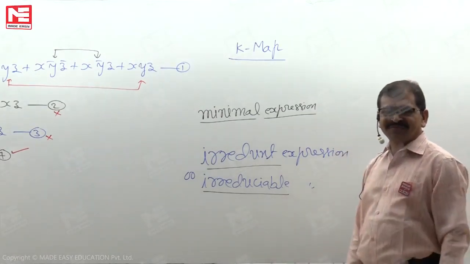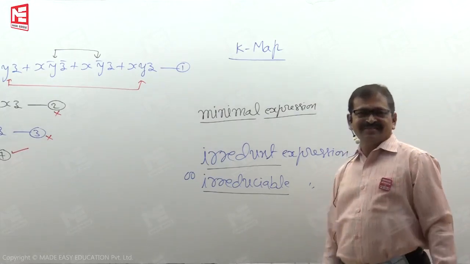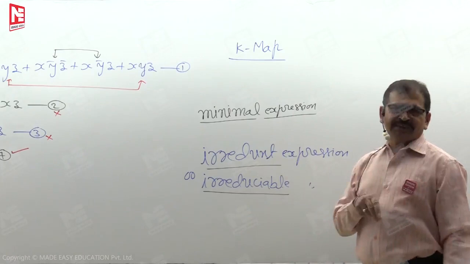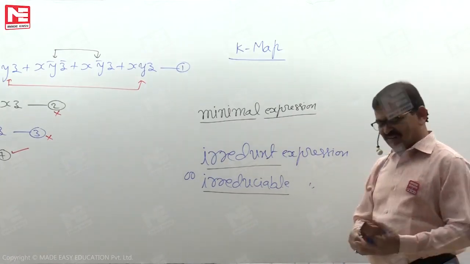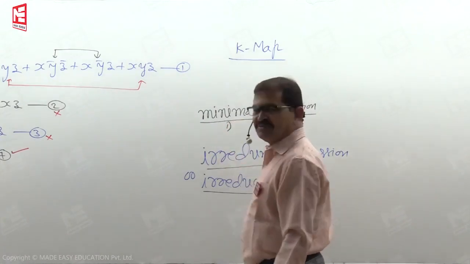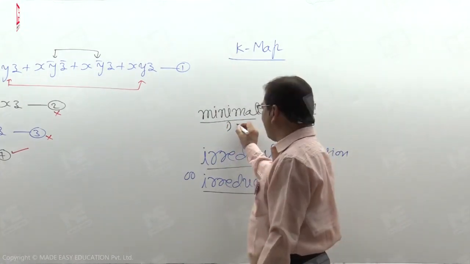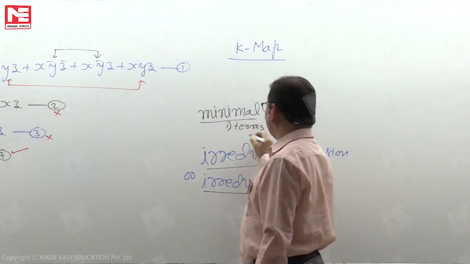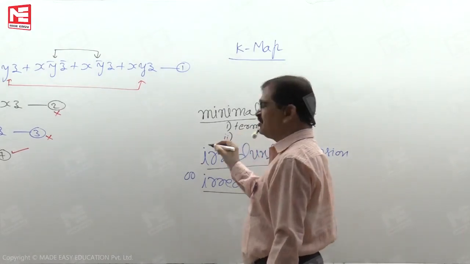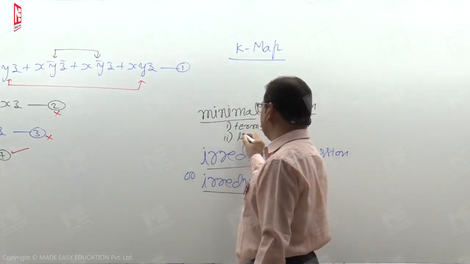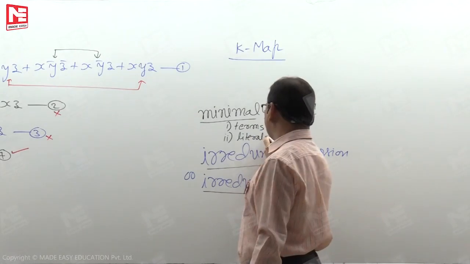So, the statement you noted, you are recognizing: in the definition of the minimal expression, there are two conditions. One condition is the number of terms in the expression must be minimum. The other condition is each product with a minimum number of literals.